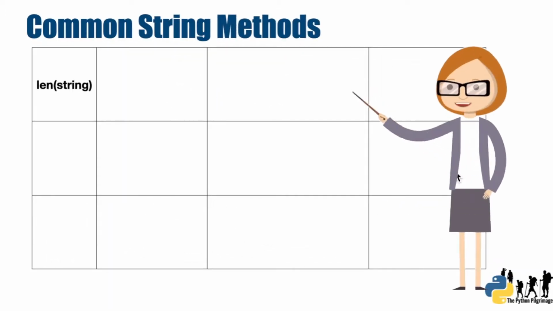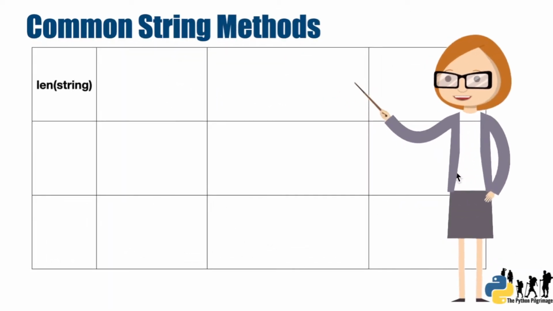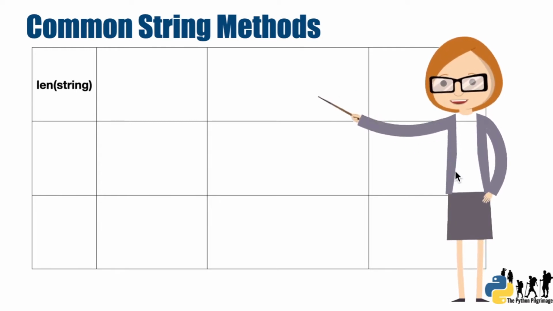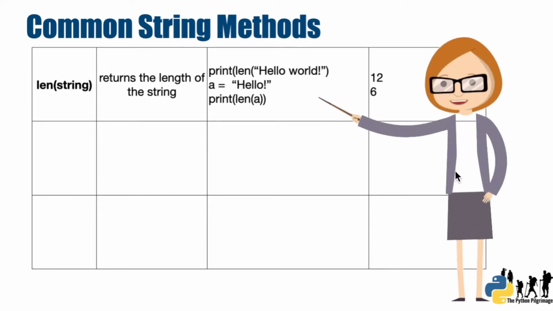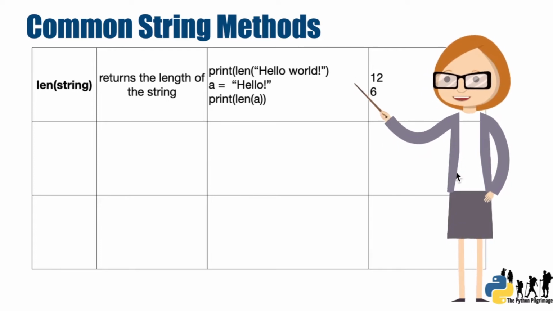Next up is len. The format of len is the word len, and then inside the parentheses should be your string. Len returns the length of the string. So for example, you're printing out "hello world!" with an exclamation point, and you have "hello" assigned to variable a, and then print out the length of a. As a result, we have 12 and 6.